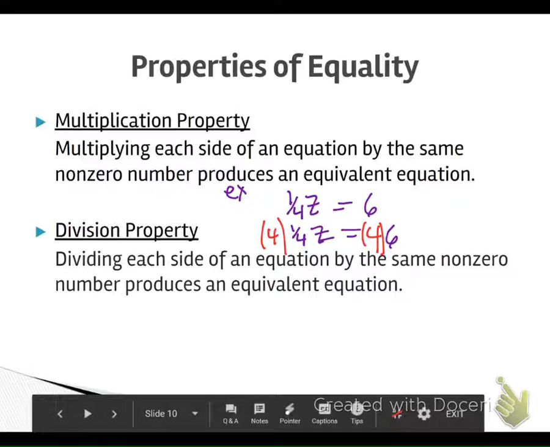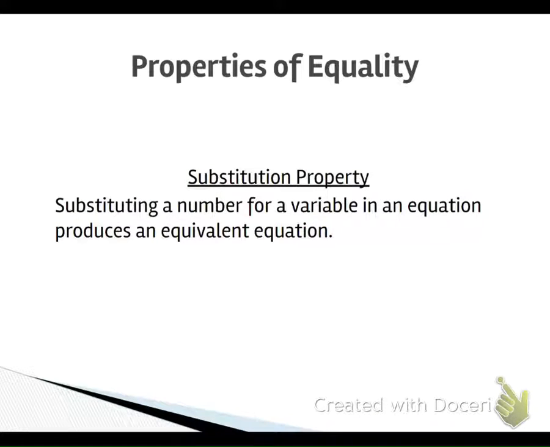So if we're dividing, and then you have 8x equals 16 divided by 8. If you wanted to get rid of the 8 in the denominator, you can multiply 8 on both sides, and you see the result is the exact same equivalent equation. So substituting a number for a variable in an equation produces an equivalent equation.